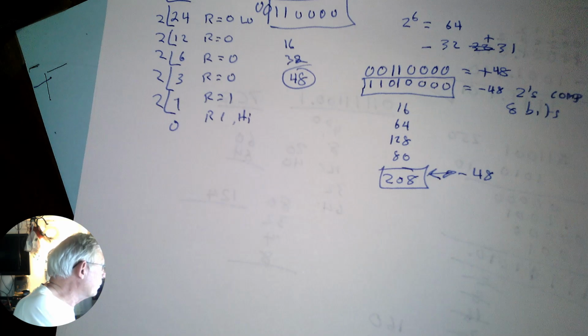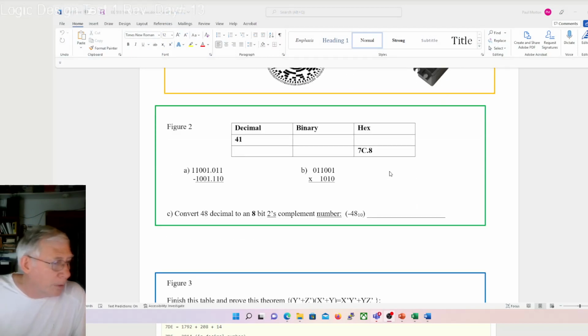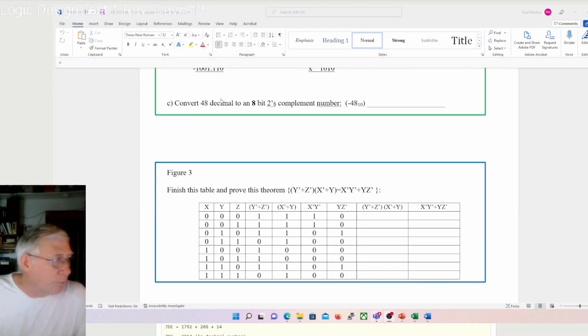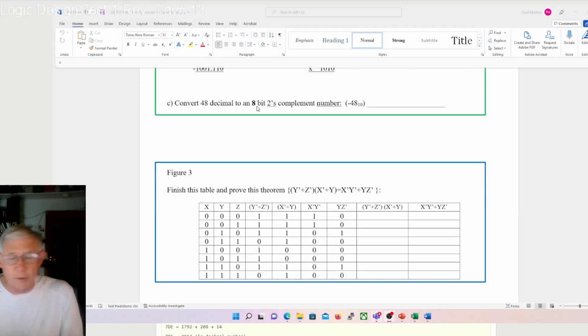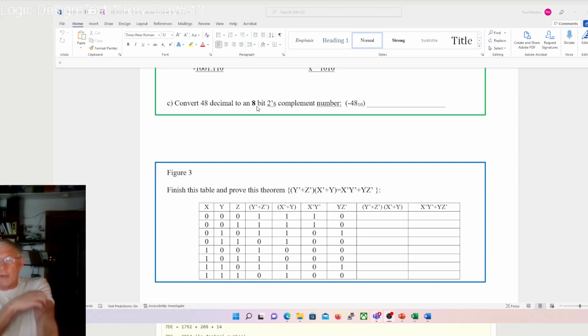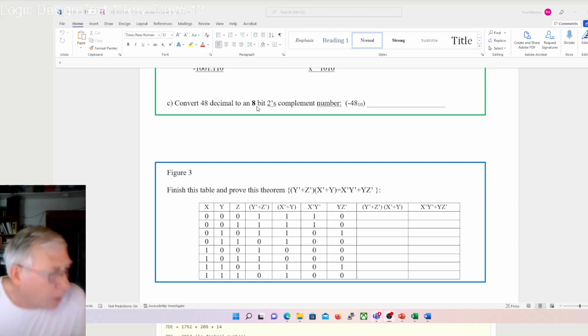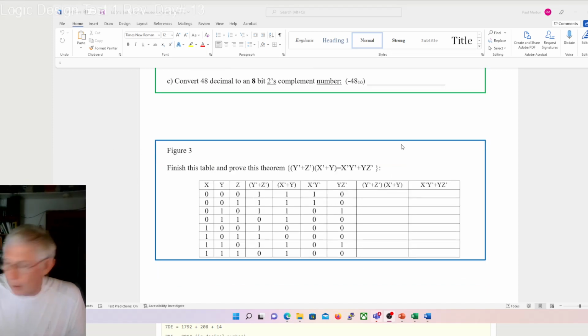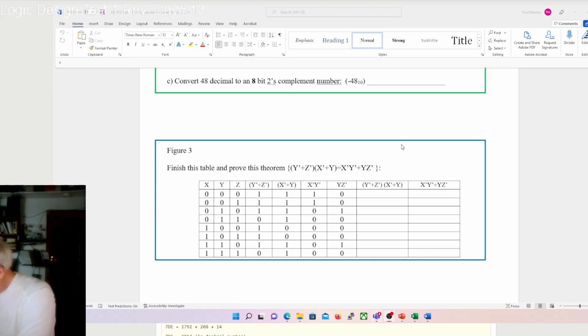So let's go back to there. All right. So we're going to scroll up. Remember, if you don't pad it out to 8 bits and you try and convert it, because minus 48 won't fit in 6 bits, you get gobbledygook. So don't do that. All right. This is pretty straightforward. So I think I may, let me do it over here. I think I have it.